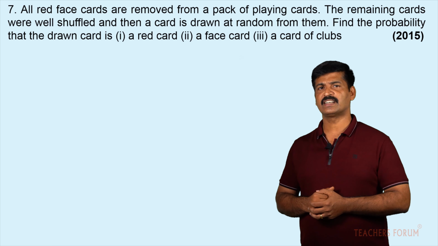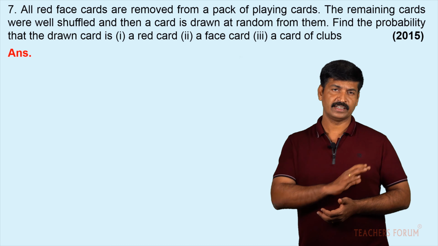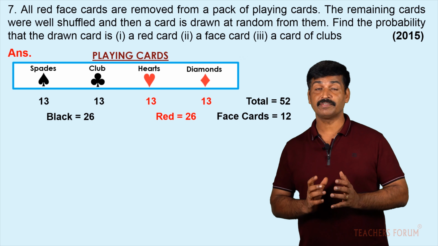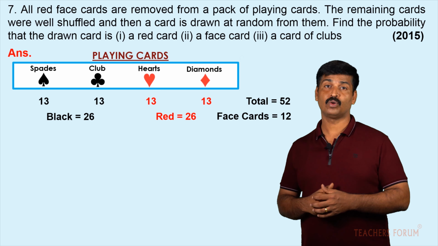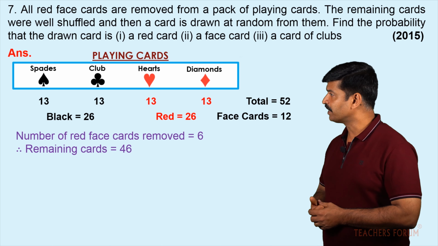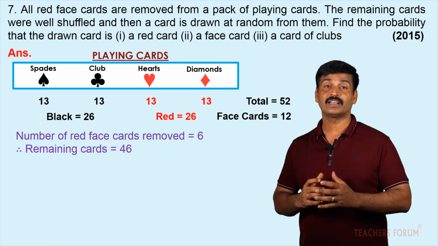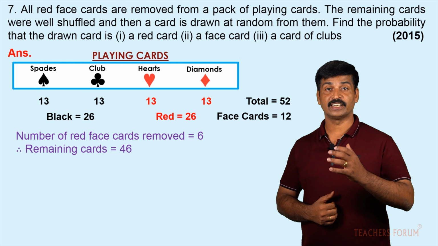How many red face cards are there? In hearts, 3 red face cards. In diamond also you have 3 red face cards. So 6 red face cards are there and all these 6 cards are removed. So what are the number of remaining cards? That is 52 minus 6, that is 46. So that is the total possible outcomes. Remaining cards, that is 46.